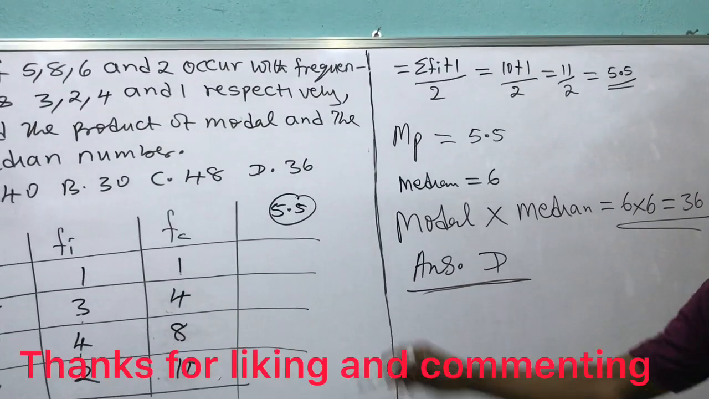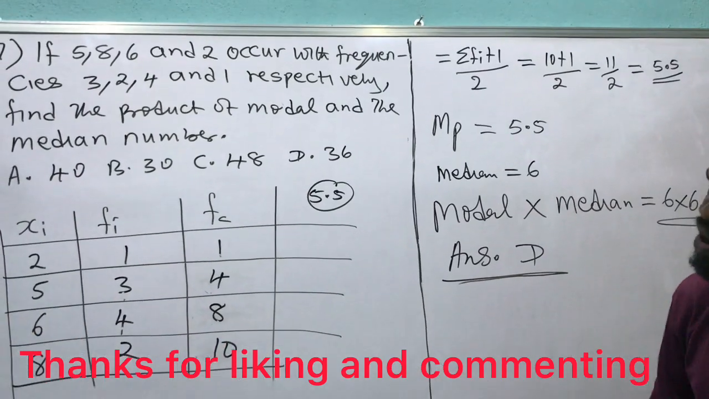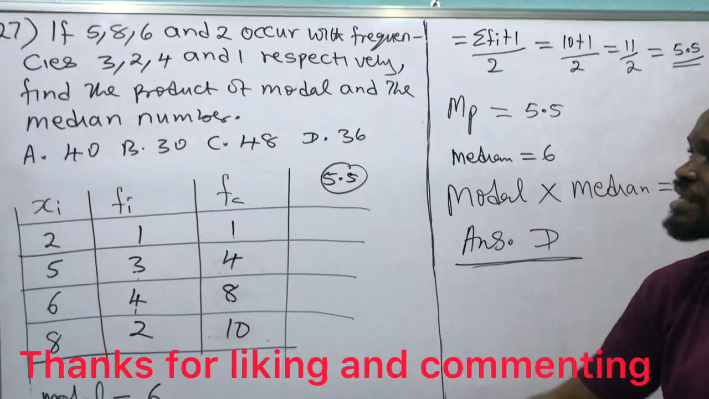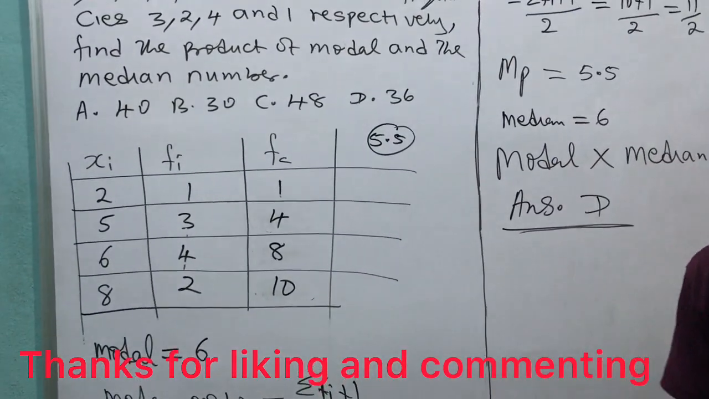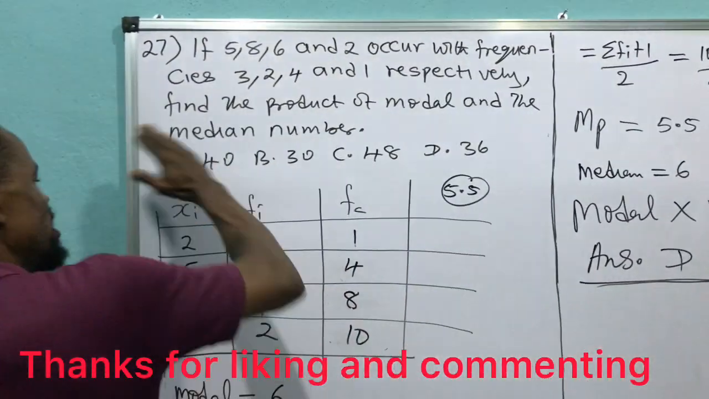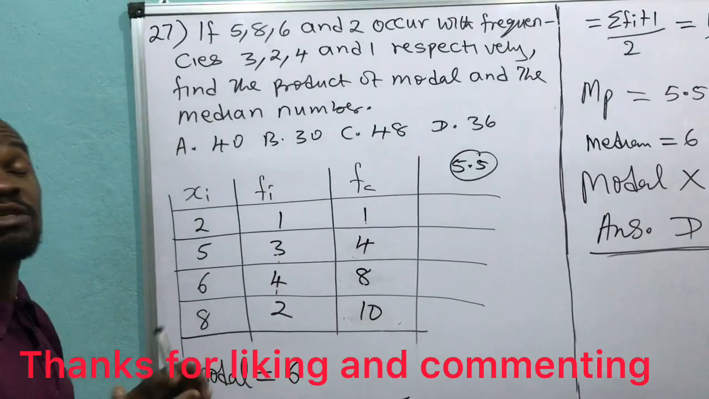Remember what we did today: when the median is asked to be calculated and frequency is involved, I have to maintain my cumulative frequency. You can as well do this by using highest to the lowest, you'll still get the answer.